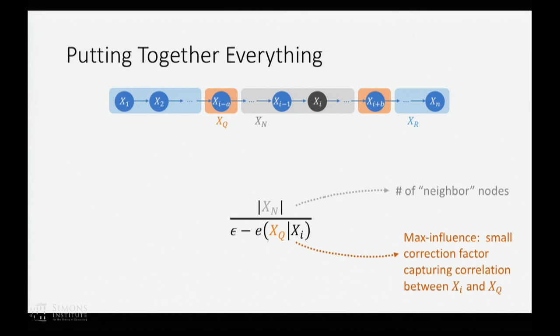Notice that this quantity can be computed for any given Markov quote, and in practice, there are many different Markov quotes we can use. And they can lead to a trade-off between the numerator and the denominator. For example, if we use a Markov quote which is further away from Xi, then the numerator will grow because we will have more neighbor nodes. On the other hand, the denominator can also grow because the max influence between Xi and Xq is going to be smaller. So in practice, we usually try to enumerate through a bunch of valid Markov quotes and use the one that requires the minimum amount of noise.